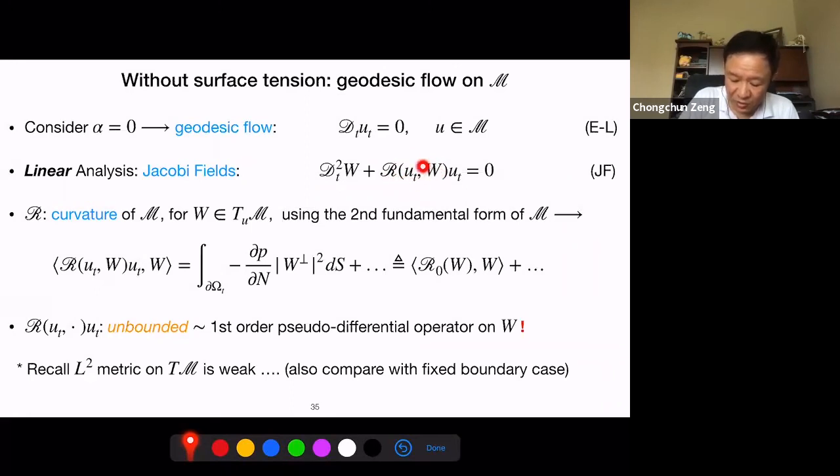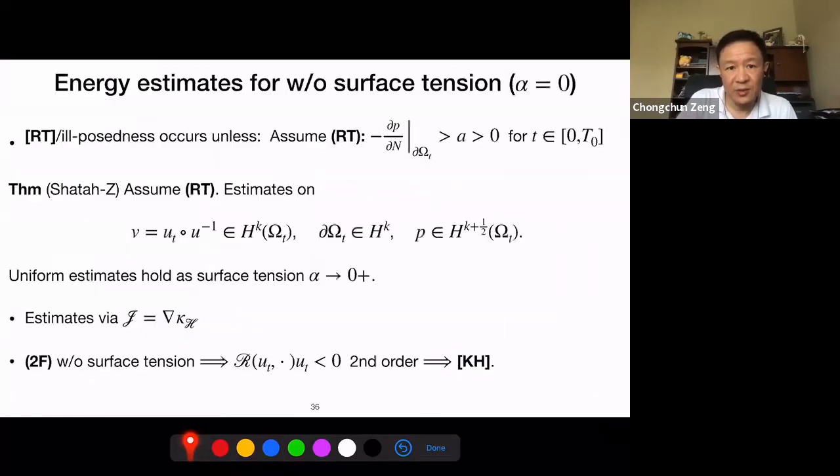How can that be true? You want this to be positive. So that is the Rayleigh-Taylor sign condition. The ill-posedness occurs unless you assume the sign condition. So this is the famous Rayleigh-Taylor sign condition.